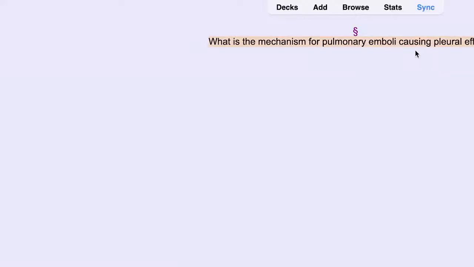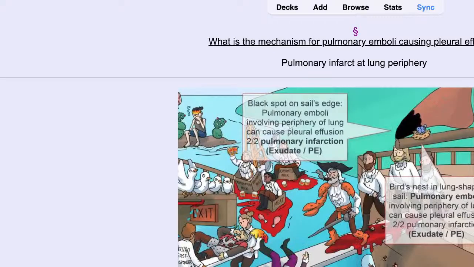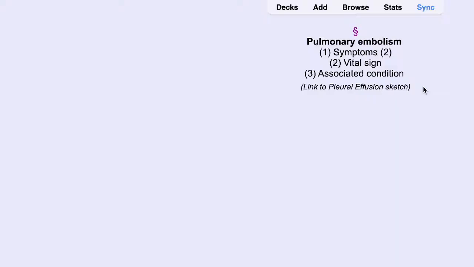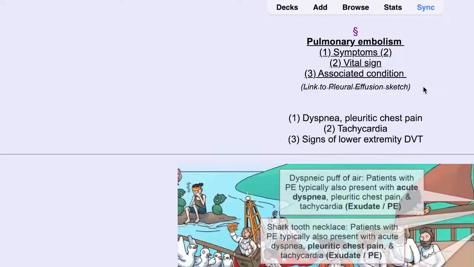Mechanism for the pulmonary emboli that can cause this pleural effusion. What is the absolute mechanism for this? Because there's obstruction of blood flow. It's an infarct there. You see that black thing right there? Infarct. Symptoms of pulmonary embolism: you will have your same symptoms. Vital signs, tachypnea, tachycardia, associated conditions such as lower extremity DVT. It's the same stuff.